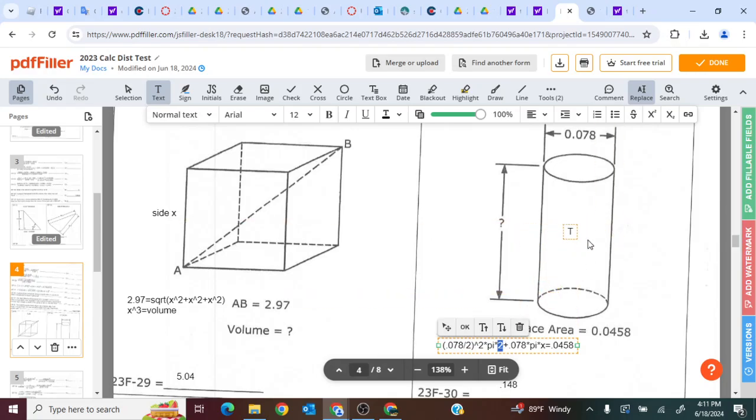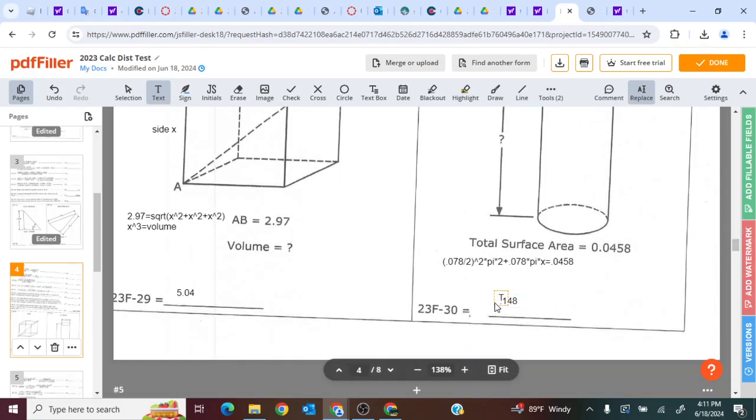Then you have your lateral surface area. So the lateral surface area is the circumference of the circle, which is diameter times pi, as seen here, multiplied by the height, which is unknown. And all that has to be equal to 0.0458. And you get an x value of 0.148 when you do that.